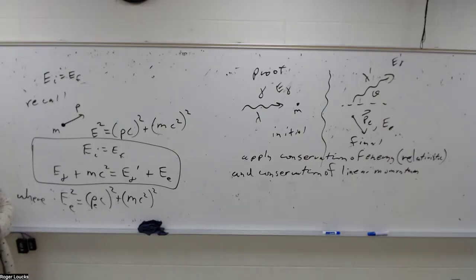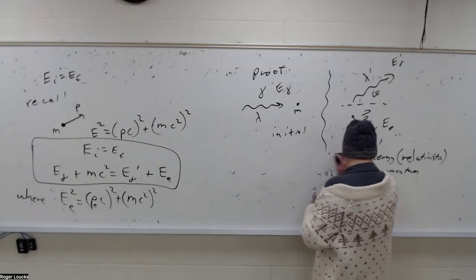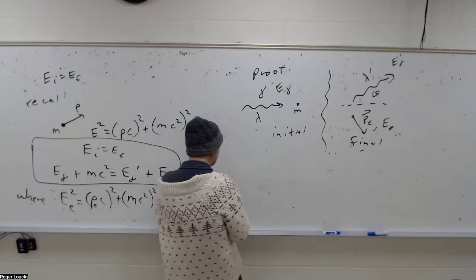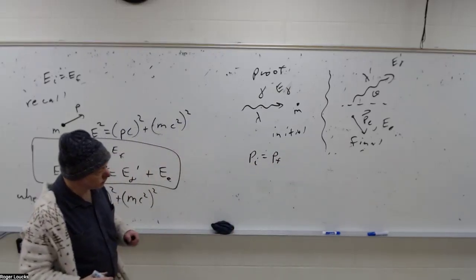Question for that. Okay, now let's do conservation of linear momentum. And it's going to be easier if we draw a picture of this. So we're going to say p initial equals p final. Now tell me why that equation I just wrote is wrong.